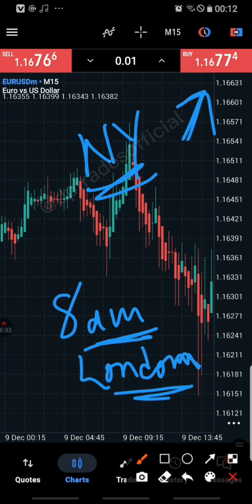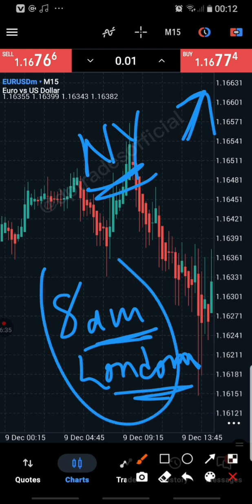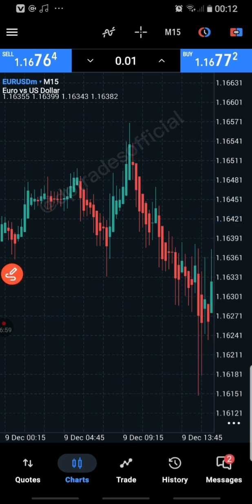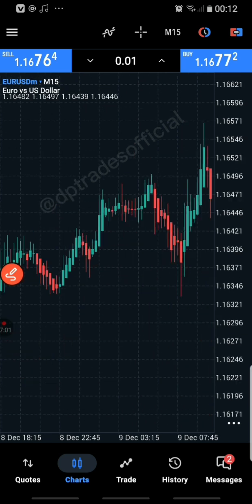So for something like Euro USD, we have 8 a.m. London time. Then we have New York time, which is from 8 o'clock New York time AM, right? 8 a.m. New York time. Sometimes even 9 a.m. New York time. So from 8 a.m., 9 a.m. going upward, you can be pressing buttons there. So actually we wait for those times.